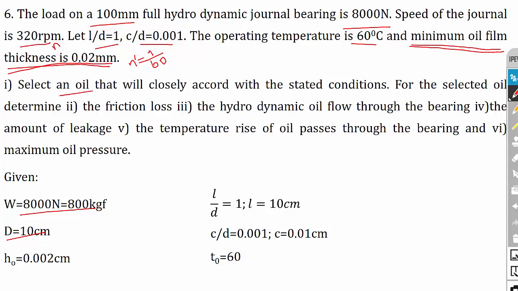Select an oil. So you have to select an oil. Then for the selected oil, calculate friction loss. So that is Hg. Then hydrodynamic oil flow through the bearing, that is Q. Then the amount of leakage, that is Q naught. Then the temperature rise, that is del T. And the maximum oil pressure, that is P maximum. Okay. So the problem is same like the previous problem. You can refer the previous classwork problem and you can solve the tutorial problem.